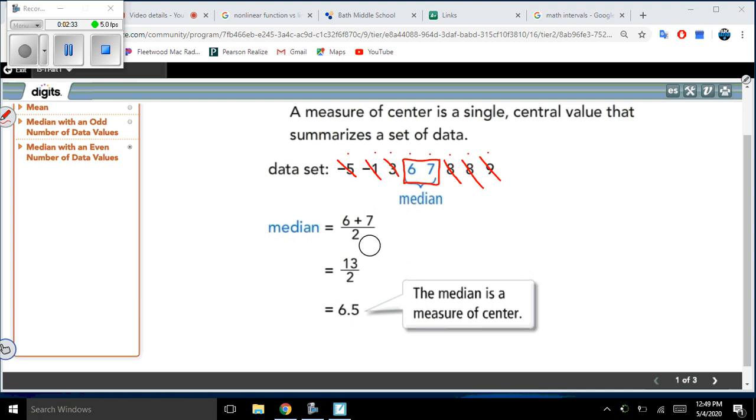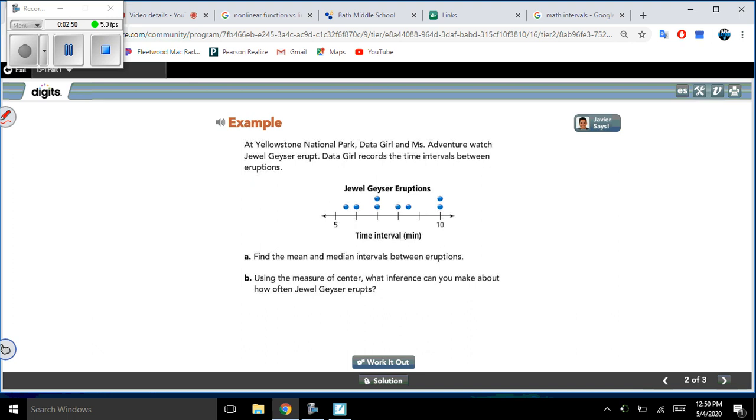We're going to be talking about 2 measures of center. Mean, which is probably the one that you're most familiar with, another name for average, and then median, which is the middle number. Key player there is, on the median, you've got to line the numbers up, smallest to biggest. Moving on to my next example.